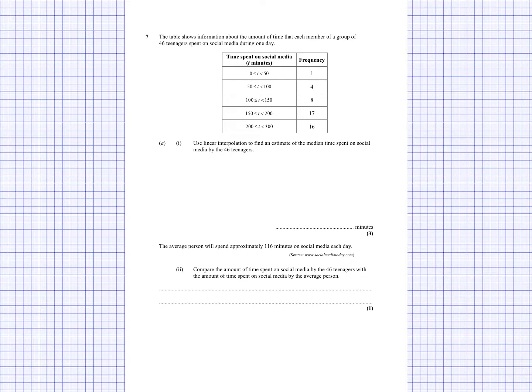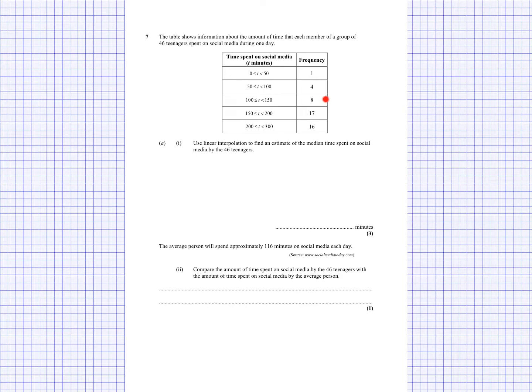Okay, so we need to know where the 23 is if I start here and work my way down. So the first person is there. The next 4 people are here. I'm up to 5 people. Or you can make a cumulative frequency here if you like. Then the next 8 people are up to here, so that's 5 add 8 is 13 people, okay? So I'm up to 13 people, but I need to get to 23.